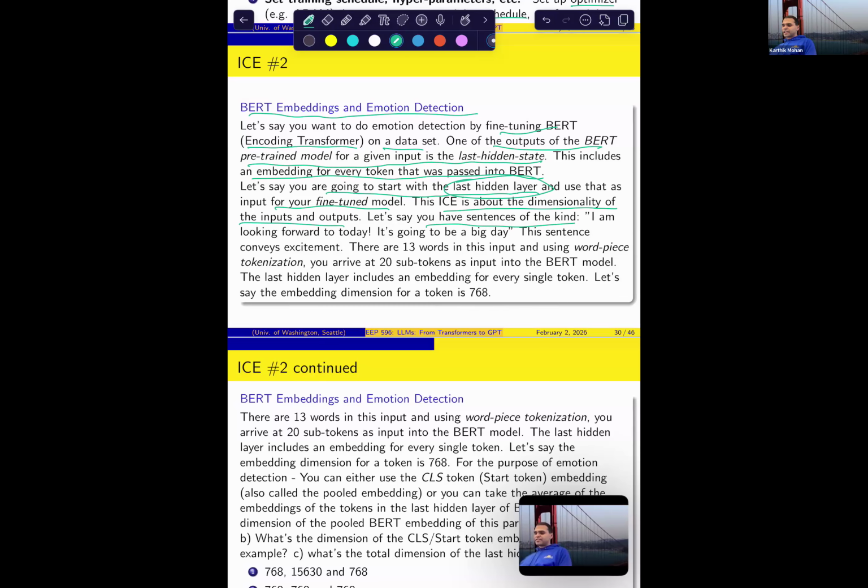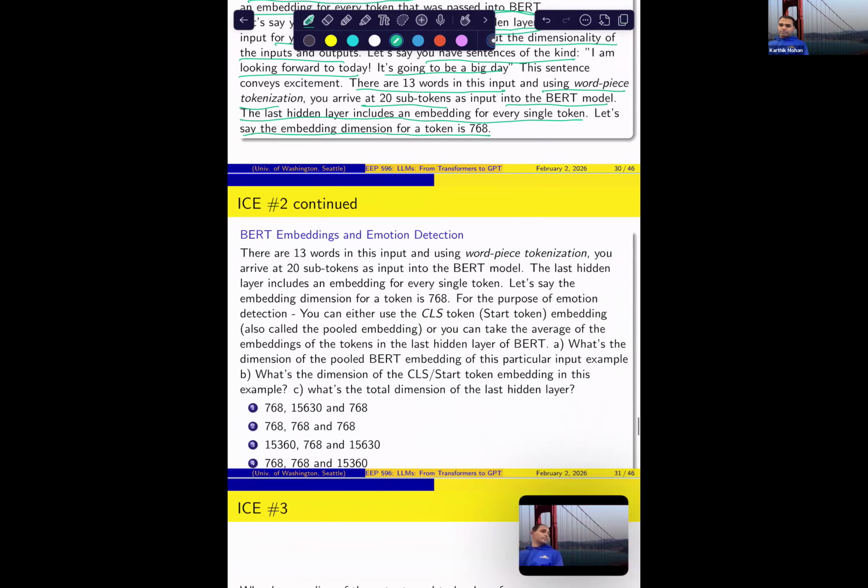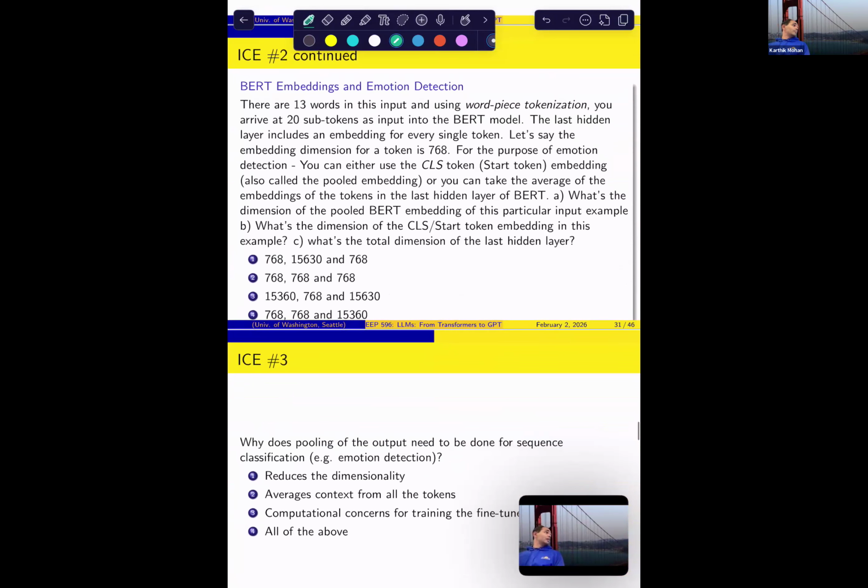Let's say you have a sentence of the kind: I'm looking forward to today, it's going to be a big day. This sentence conveys excitement, right? There are 13 words in this input, and let's say we use WordPiece tokenization, we arrive at 20 tokens as input to the BERT model. The last hidden layer includes an embedding for every single token. Let's say the embedding dimension is 768. So that's the context. Just remember this: 13 words, 20 subtokens, and the embedding dimension 768.